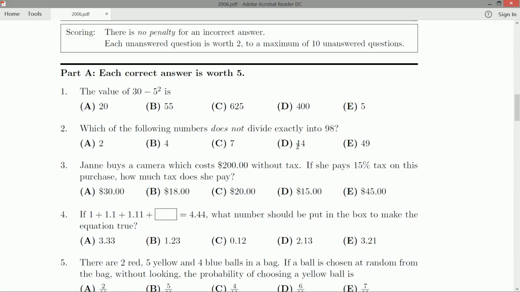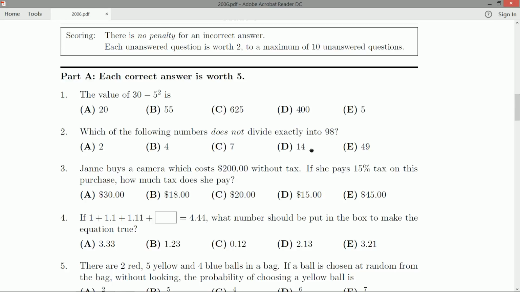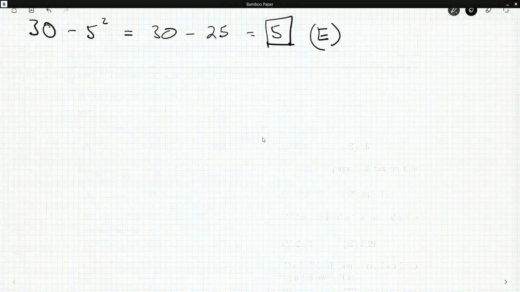For example, if 14 divides evenly into 98, then 7 will as well because it's a factor of 14. If 7 doesn't, then 14 wouldn't either. That sort of thing. You can play around with that and reduce some of that work, but ultimately you're going to have to start dividing, so let's take a look here.